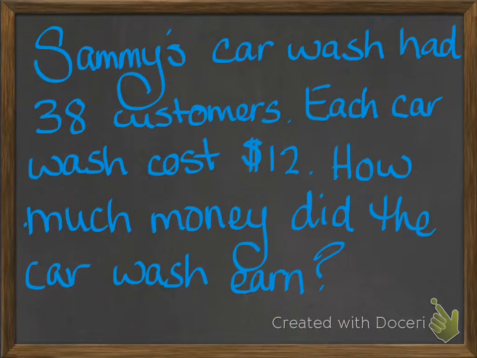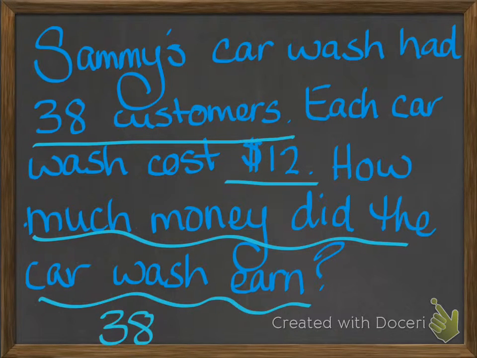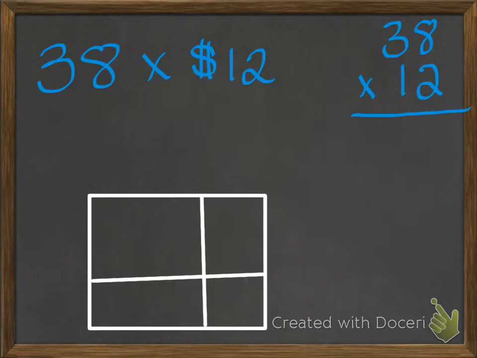Here's our first problem. Sammy's car wash had 38 customers. Each car wash cost $12. How much money did the car wash earn? My important information here is that they had 38 customers. Each car wash also cost $12. It's asking me how much money did the car wash earn. I know that I'm going to have to take these 38 customers at $12 for each customer, which means I'm going to need to multiply between them. So that's what I'm about to do.